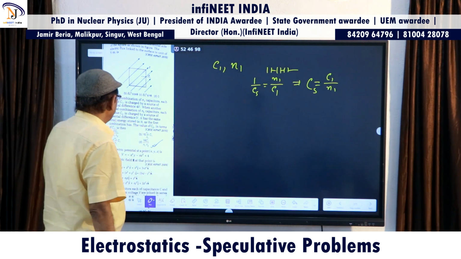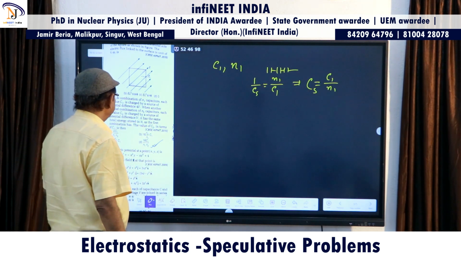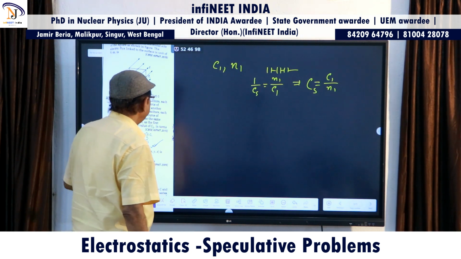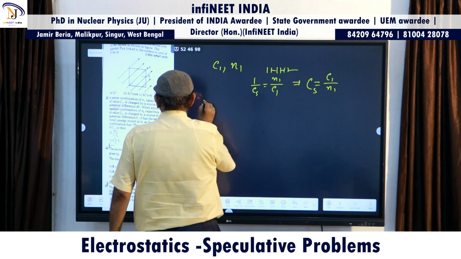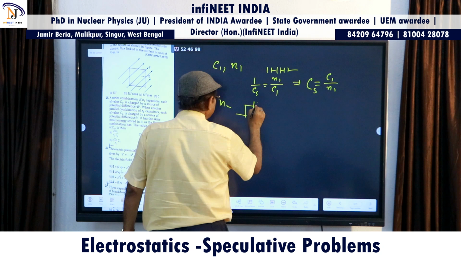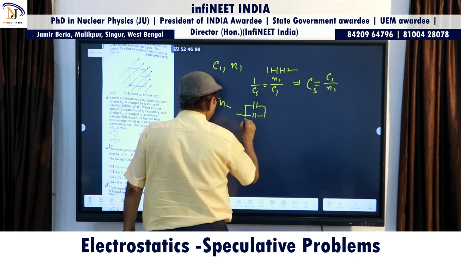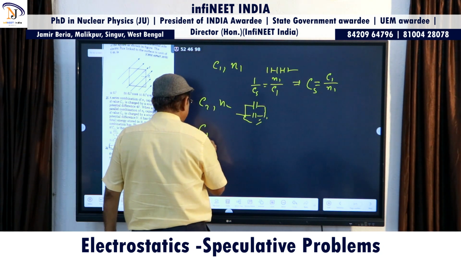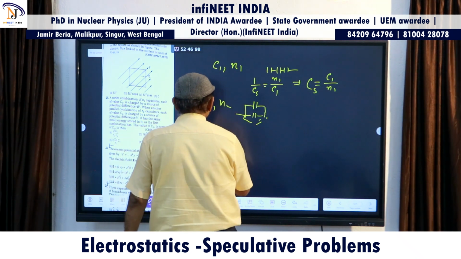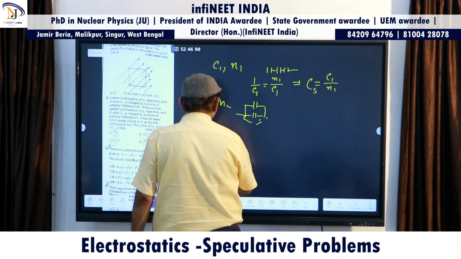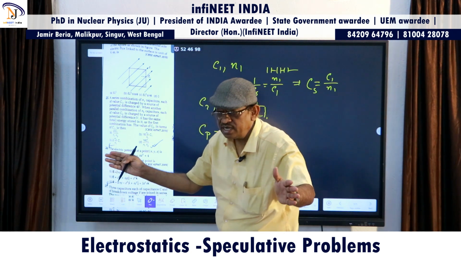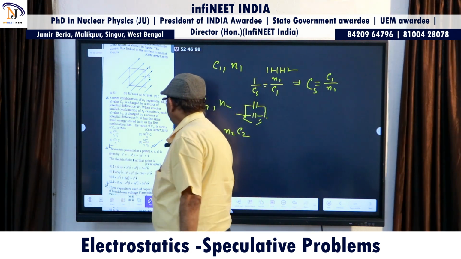Another parallel combination of N2 capacitors, each of value C2. They are in what combination? Parallel. What should that be? C parallel will be equal to N2 into C2. C parallel means addition.